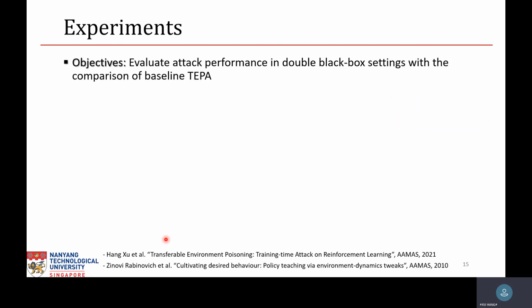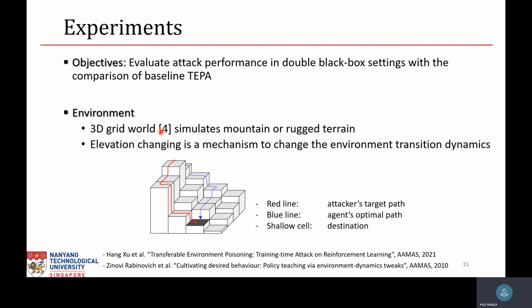So in this work, we provide preliminary experiments to show that our proposed method works well in comparison with the baseline TIPA. And we choose the same environment as the baseline, which is a 3D grid world. Here the elevation change is a way to manipulate environment transition dynamics. The success of moving from one cell to the other depends on the relative elevation between these two cells.